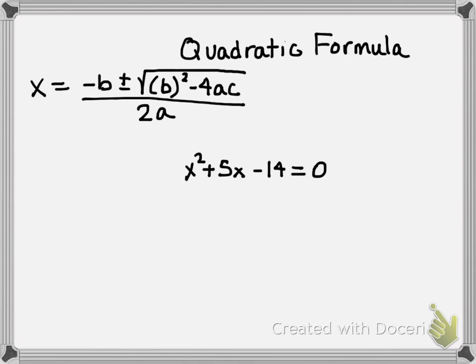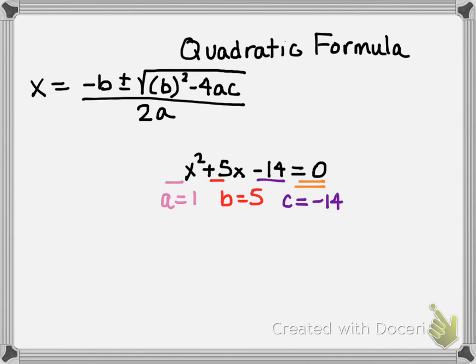First things first, when you're looking at a quadratic, you need to make sure that it is equal to 0. If it is not equal to 0, you are not picking out your correct a's, b's, and c's. Your a is always the leading coefficient of your x squared term. So in this case, our a is equal to 1. Your b value is always the leading coefficient of your x term. And your c value is always your constant.